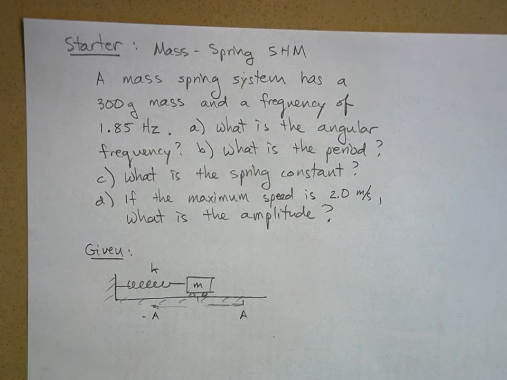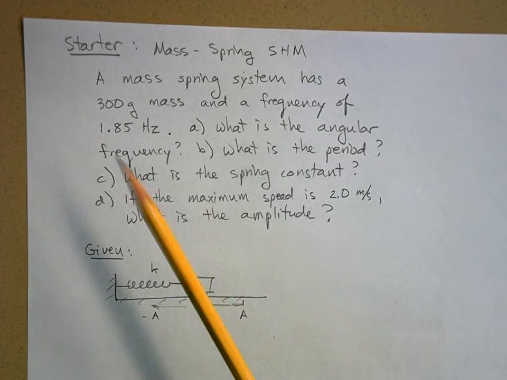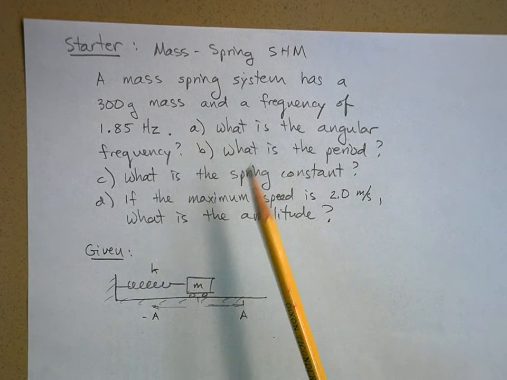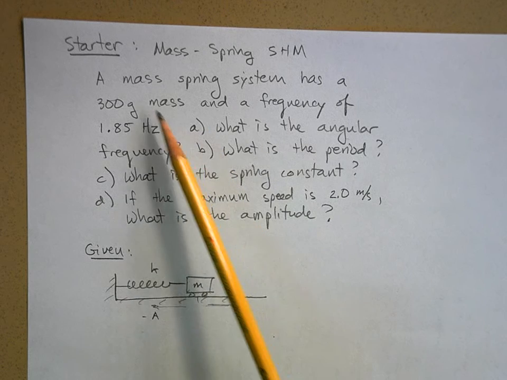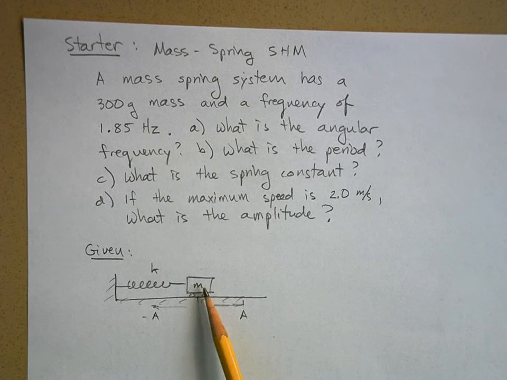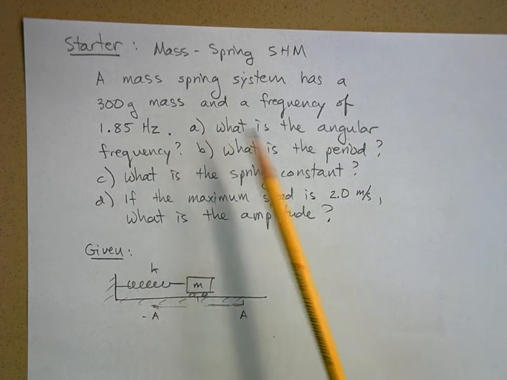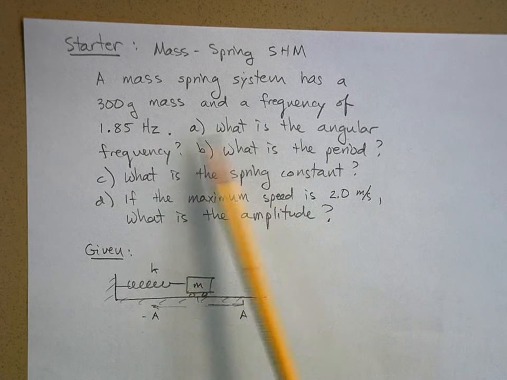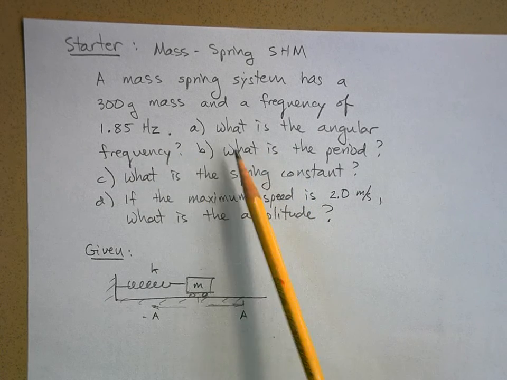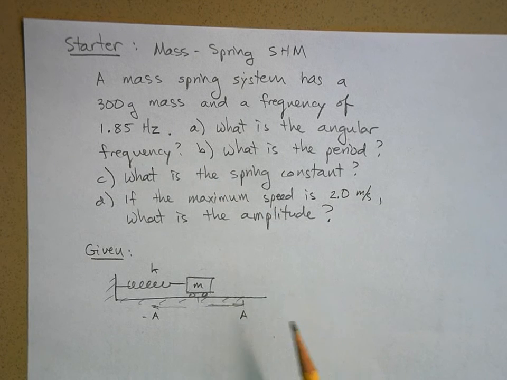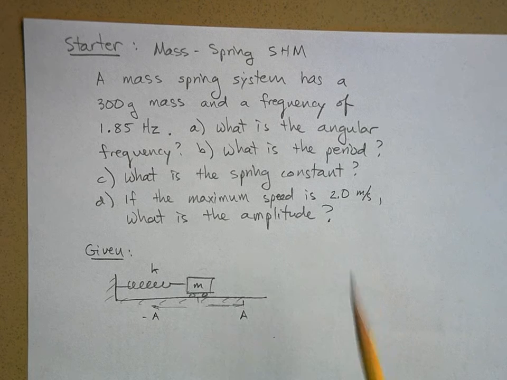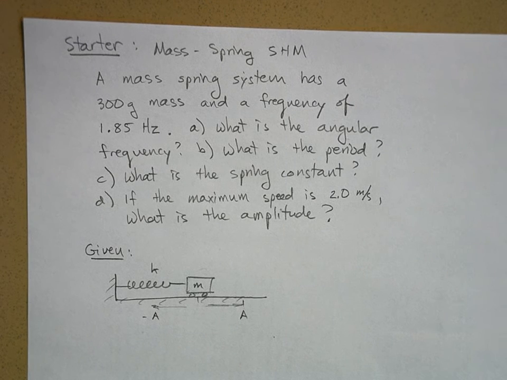Okay, today's starter. I'm going to give you a mass-spring simple harmonic oscillator, and the mass is given to be 300 grams, and a frequency of 1.85 hertz. What is the angular frequency? What is the period? What is the spring constant? And if the maximum speed is 2.0 meters per second, what is the amplitude going to be?